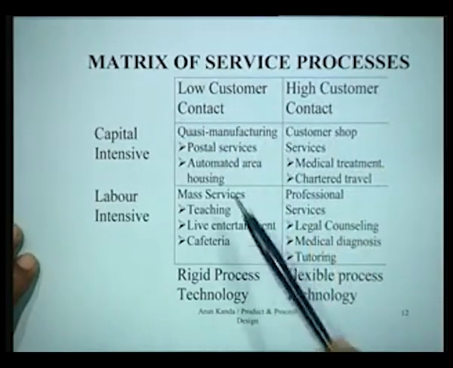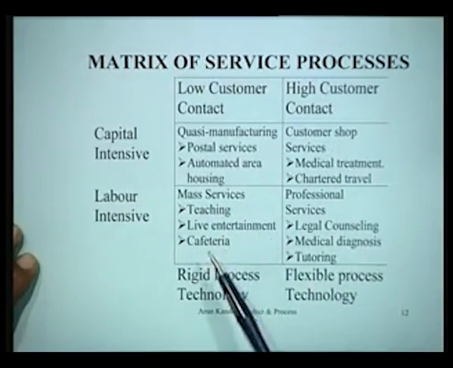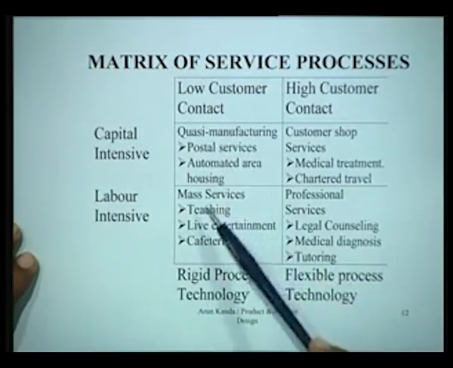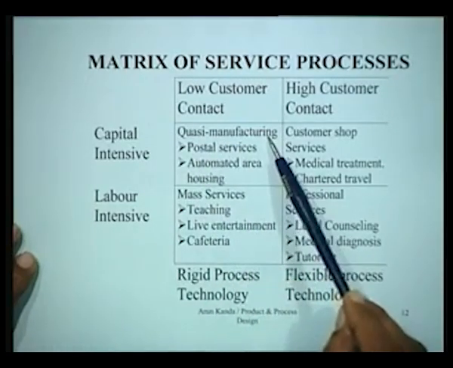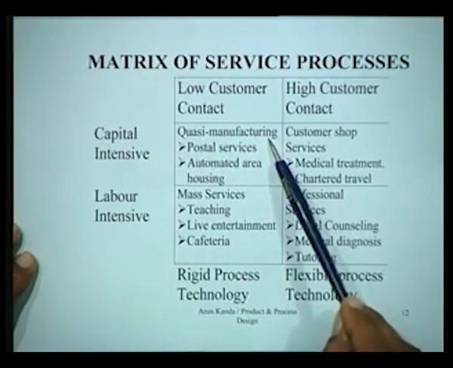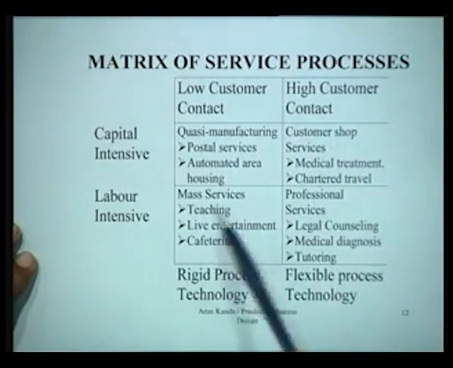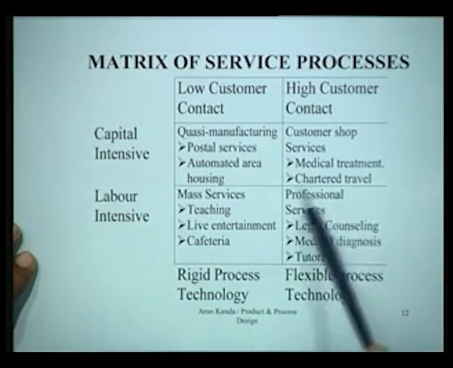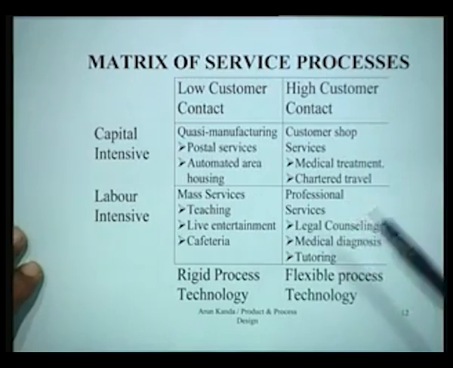So we can have a grid of 4 essential classifications, and we can therefore look at service processes as of 4 types. These 4 types can be called quasi manufacturing, very similar to manufacturing, customer shop services, this is the second variety, mass services, the third variety, and professional services, the fourth variety. Let us see what would be the differences in designing these kinds of services, and what would be the kinds of situations in which they would be relevant.